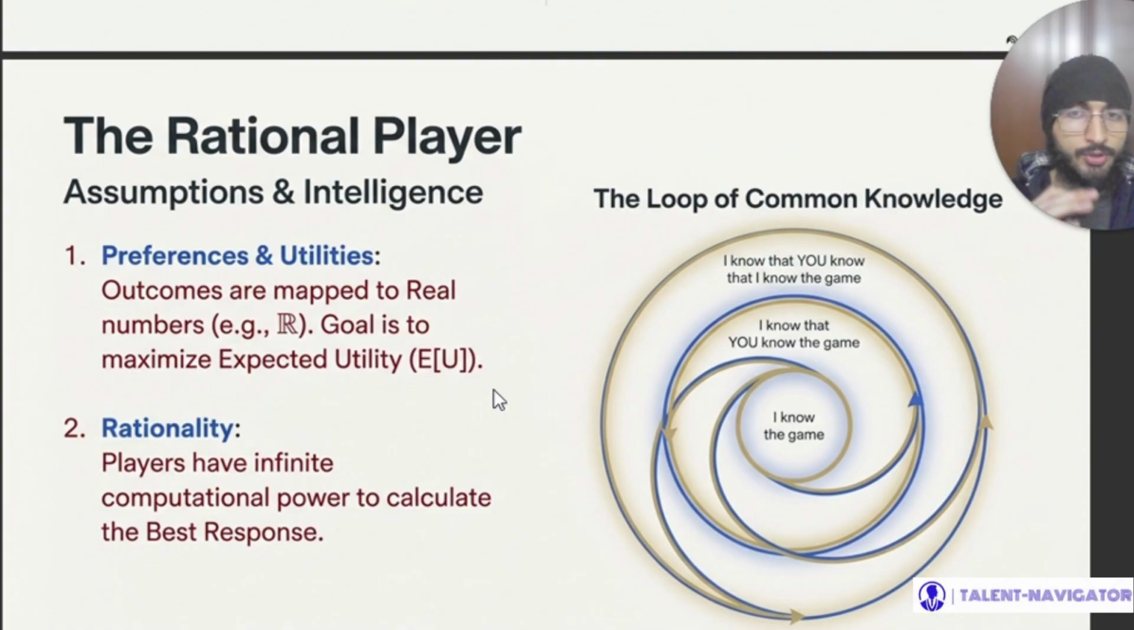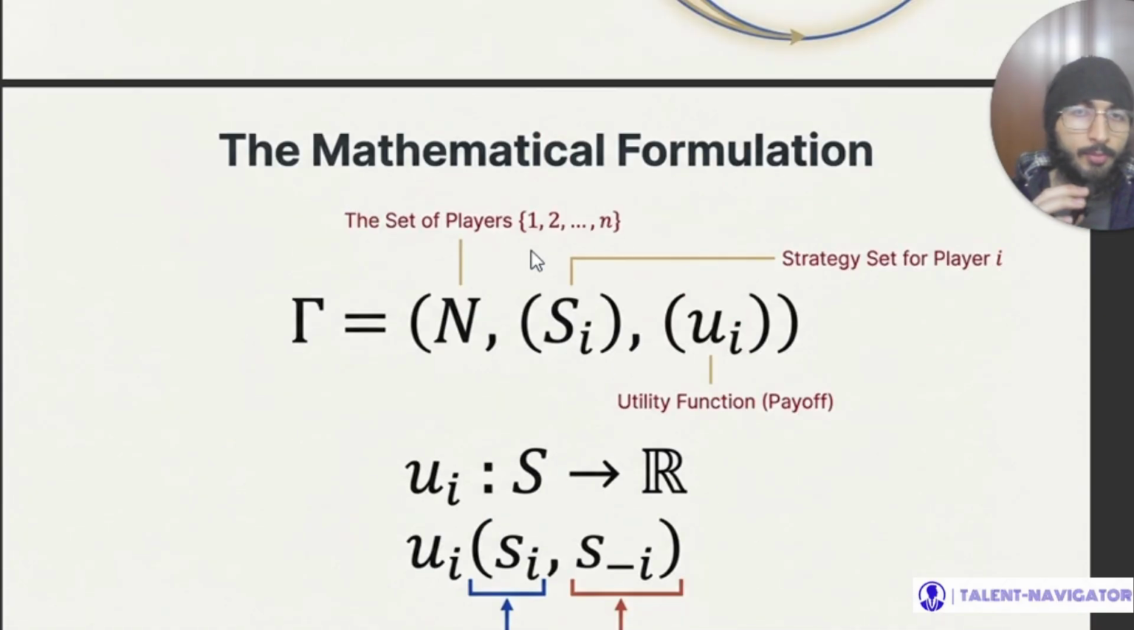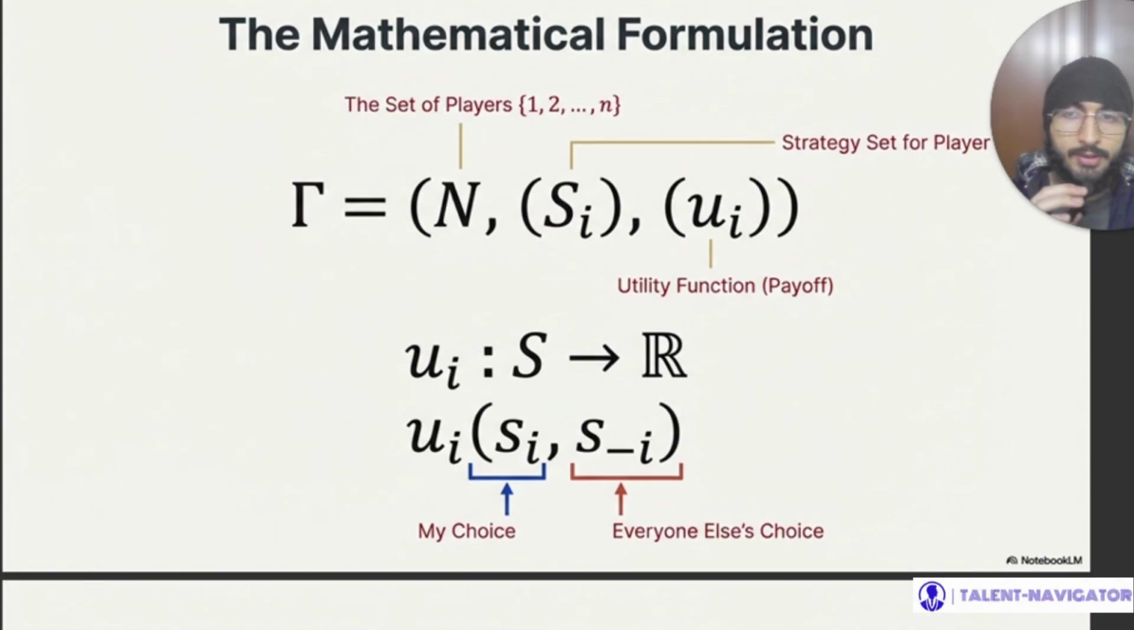Now the rational player, assumptions and intelligence. So we have preferences and utilities. Outcomes are mapped to real numbers. Goal is to maximize the expected utility, E of U. And the rationality is that players have infinite computational power to calculate the best response. Right. Now mathematical formulation, this is a very important part which I'll be discussing here.